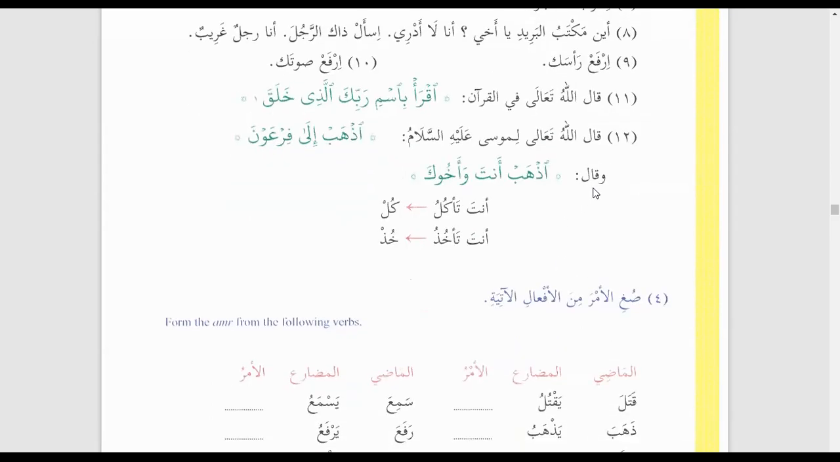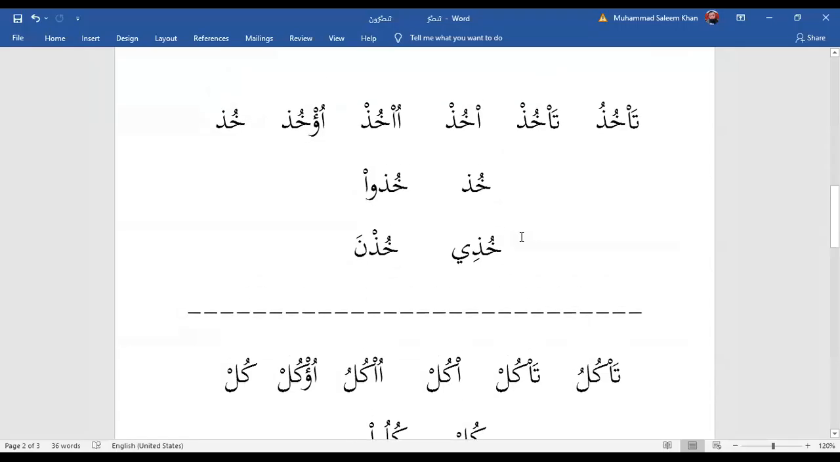Now here we have وقال اذهب أنت وأخوك, and he said, go, you go, and your brother as well. Okay, now here, anta ta'kulu and fi'l al-amr is kul, and anta ta'khudhu and fi'l al-amr is khudh. Now these two forms are irregular, khilaf al-qiyas, meaning they do not follow the rule of making fi'l al-amr. Now I would like to show you, just give me 2 minutes, how it happened. There is no need to know, but if you know, it's better for your future reference.